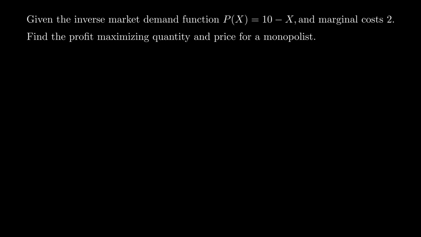Now let's take a look at an example with real numbers. Find the profit maximizing quantity and price for a monopolist with market demand P of x is equal to 10 minus x and marginal costs C is equal to 2.